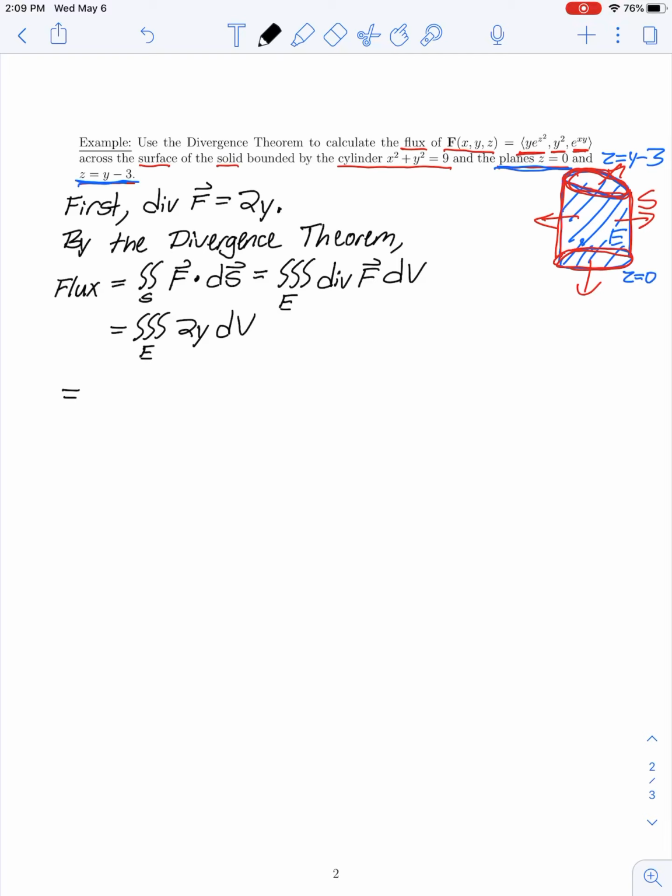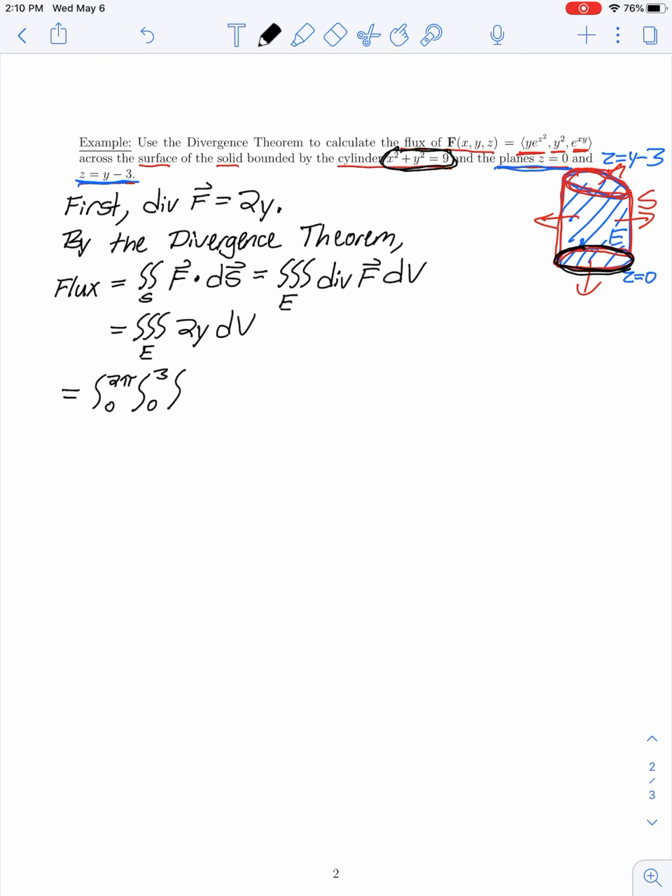So using cylindrical coordinates, our outermost integral with respect to theta would range from 0 to 2 pi, since we're looking at a full rotation around that circular cylinder. Our next integral with respect to r would range from 0 to 3, since we were working with a cylinder of radius 3.